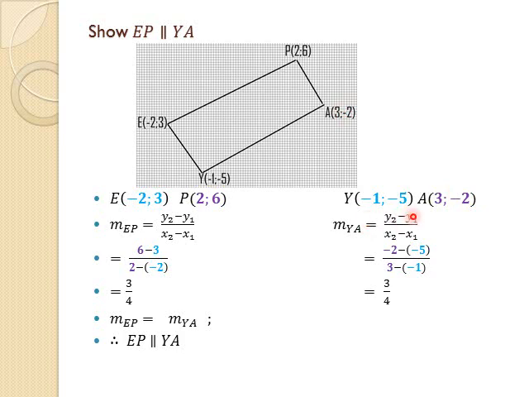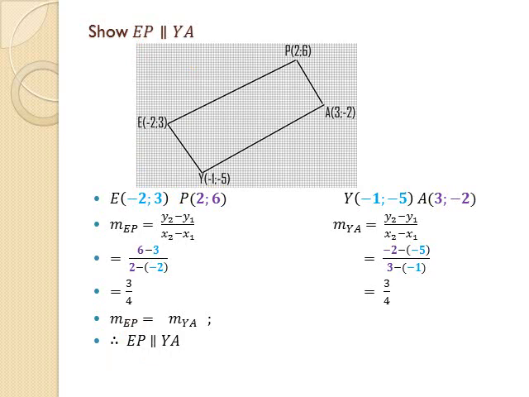Again, y2 minus y1 over x2 minus x1. So -2 minus -1, 3 minus 5. So -2 plus 1 would give me -1, and 3 minus 5 would give me -2. So gradient EP is 3 over 4. Gradient YA is 3 over 4. Values are the same. Therefore, gradient EP equals gradient YA. So we can conclude that EP is parallel to YA.